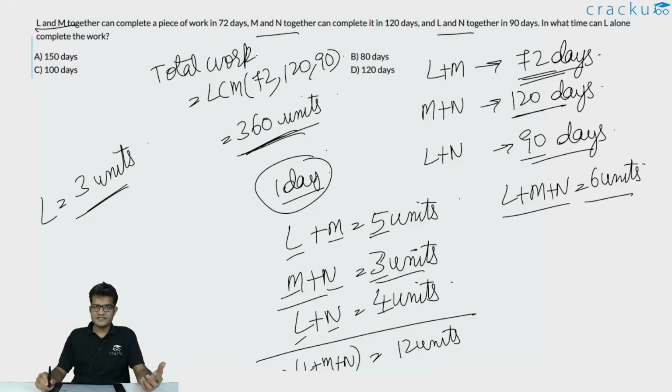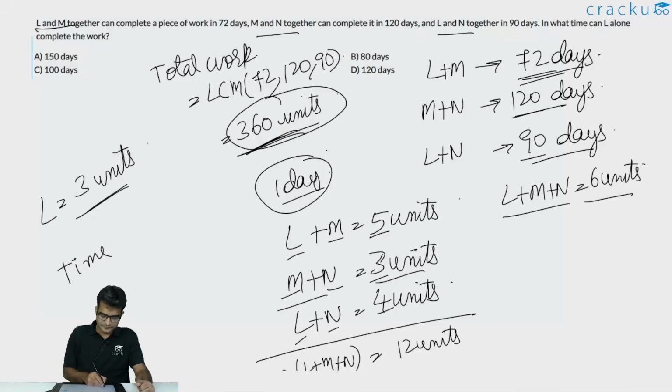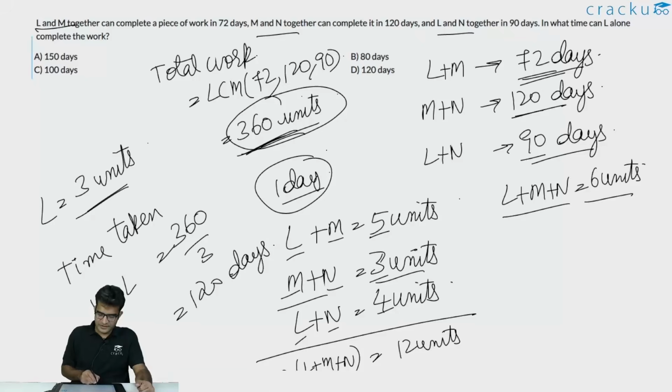So how much time does it take to finish the entire work? The total work is 360 units, so the time taken by L will be equal to 360 divided by 3, which is equal to 120 days. So the correct answer is option D.